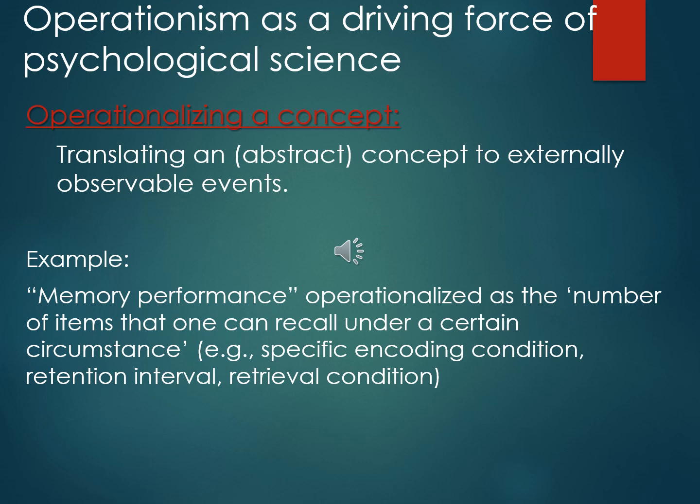So memory performance must be something that's observable, even though the memory itself is not observable. That's where operationalization comes in. The number of items that one can recall under some circumstance is observable and can be verified. So that's an operationalization by which memory is measured.